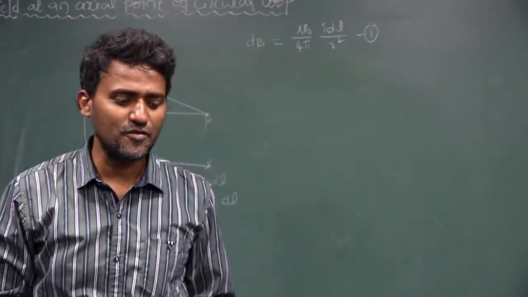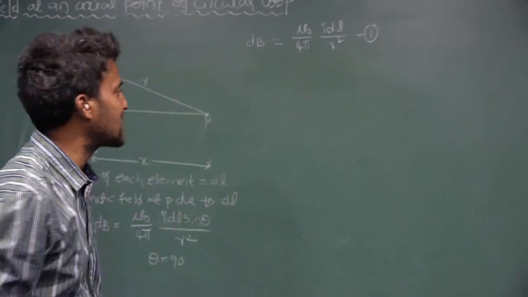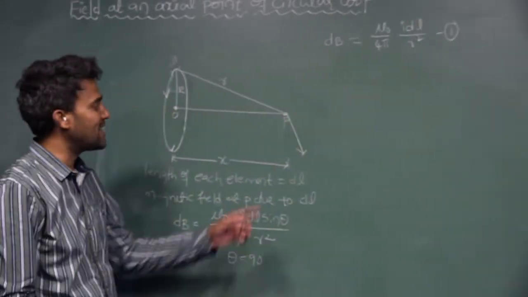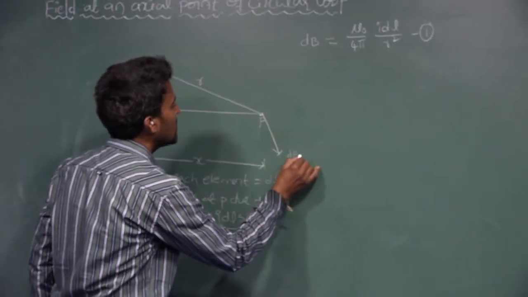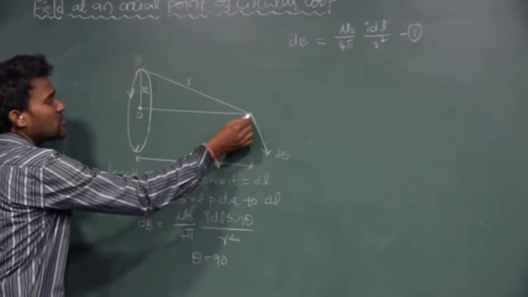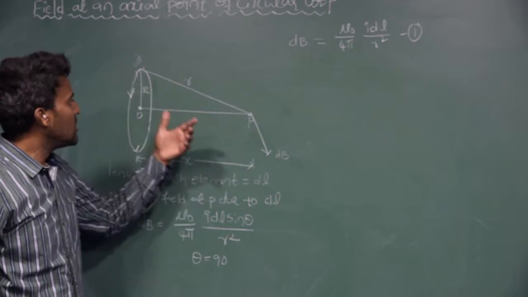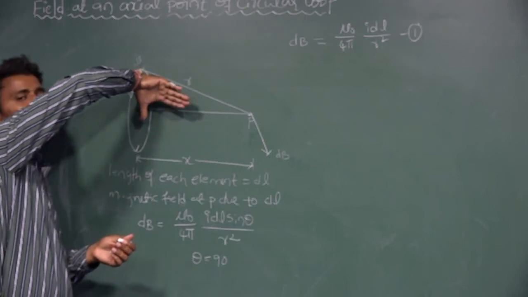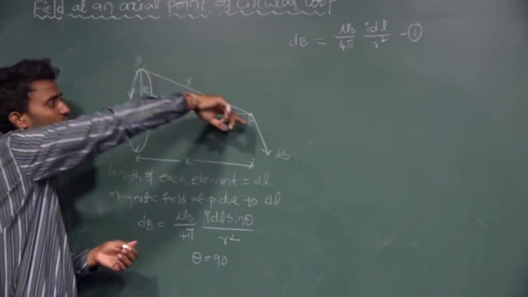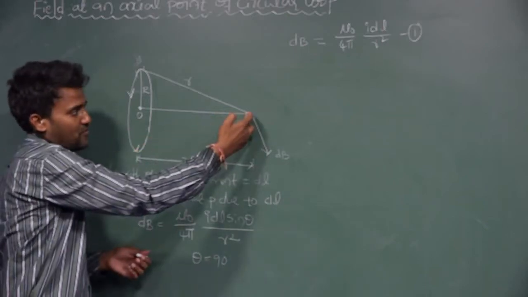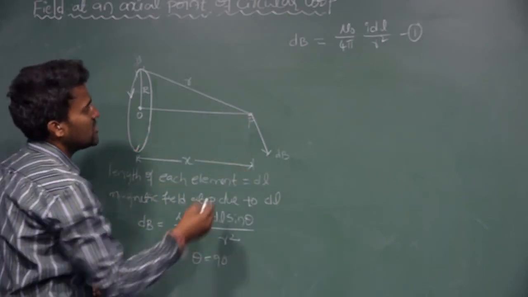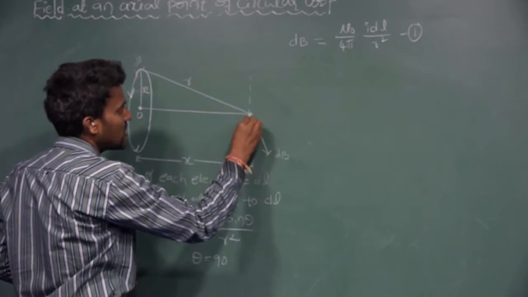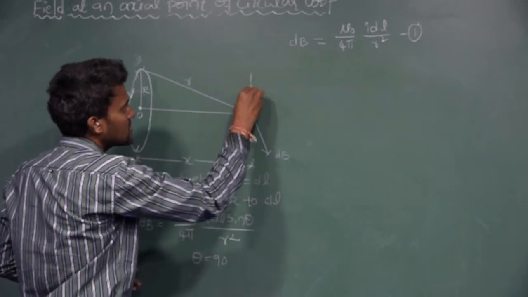Now, in which direction is the magnetic field acting? dB is perpendicular to r and dl. So according to the Fleming right hand rule, you can observe the magnetic field is acting outward, like this. Now, this is the vertical line.